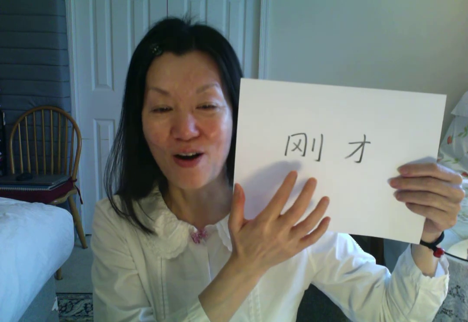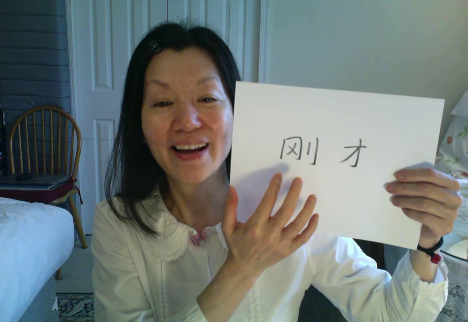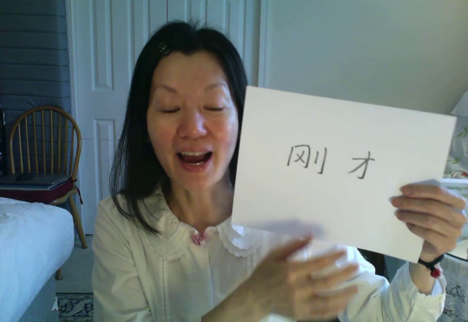Okay. Just now, and a moment ago. A moment ago in Chinese we say what? 刚才, just now, a moment ago. 刚才, okay.